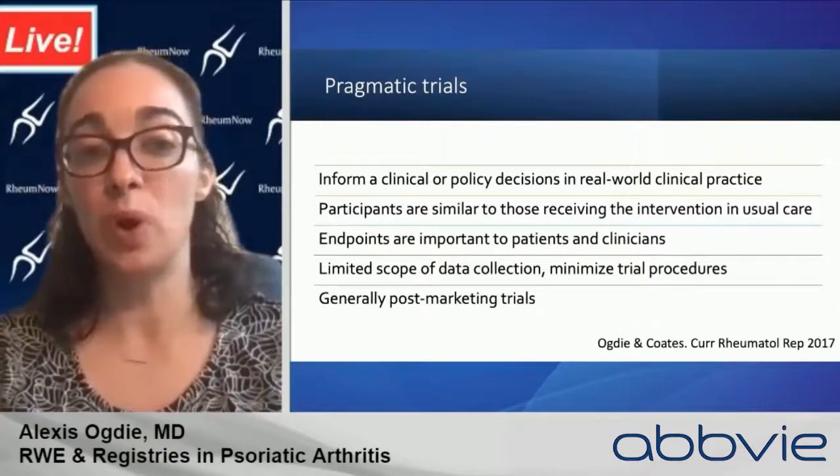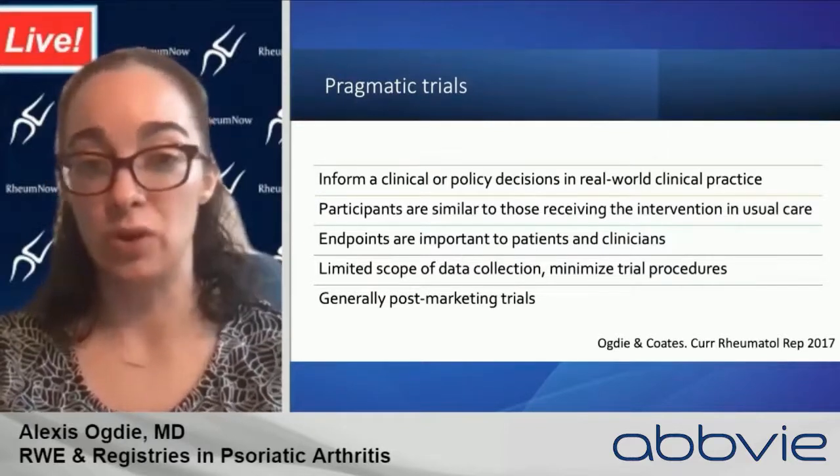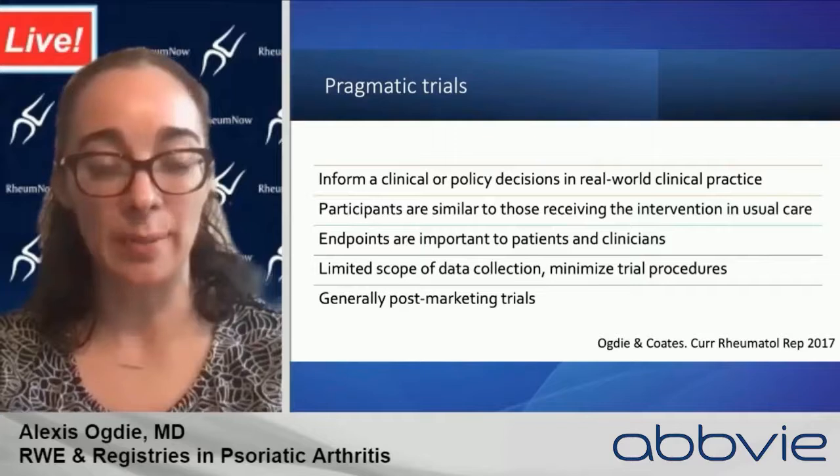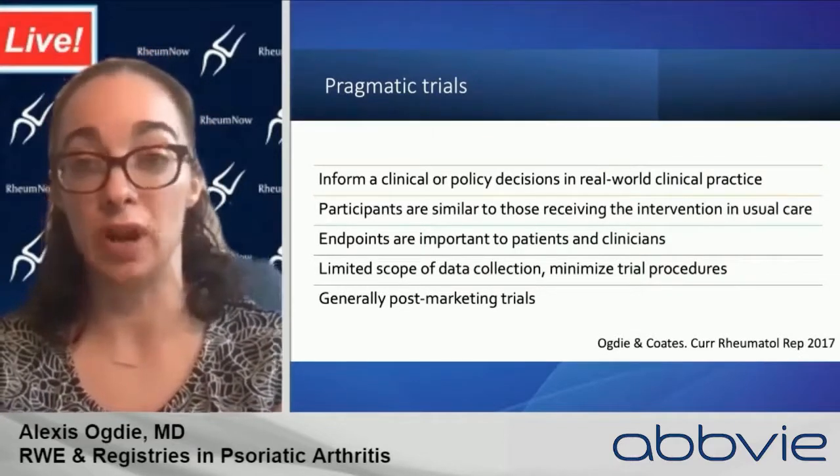And then there are some post-marketing trials. So, for example, we saw the oral surveillance trial was an example. Not exactly a pragmatic trial, but it was a little different than a usual phase 3 trial. It was a post-marketing trial for safety.